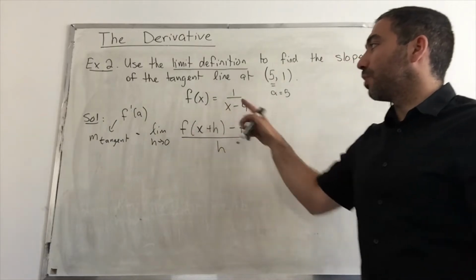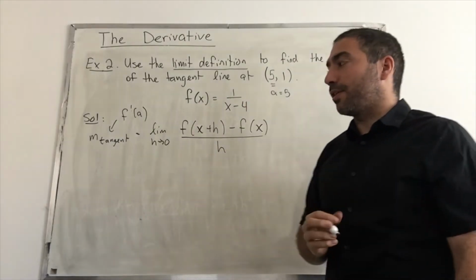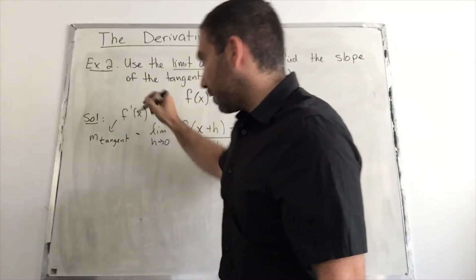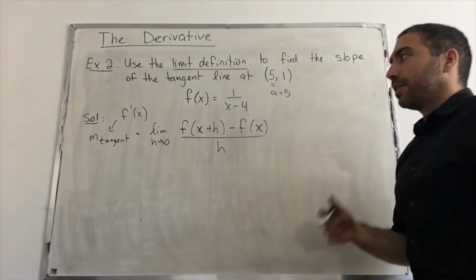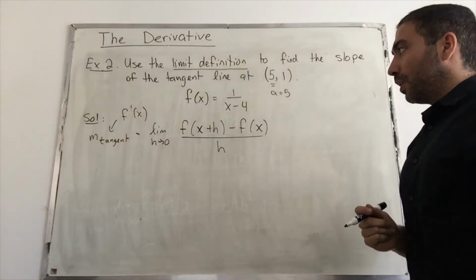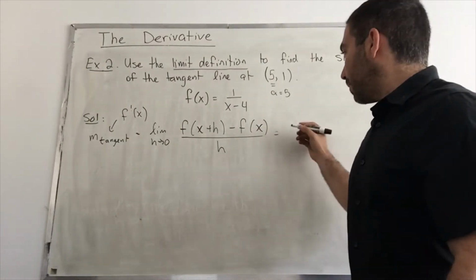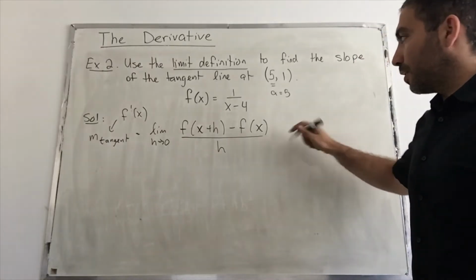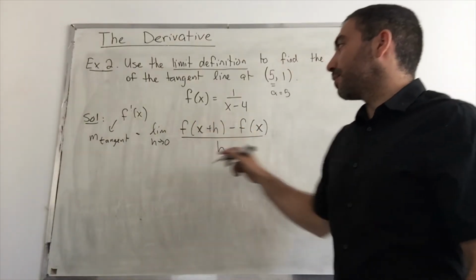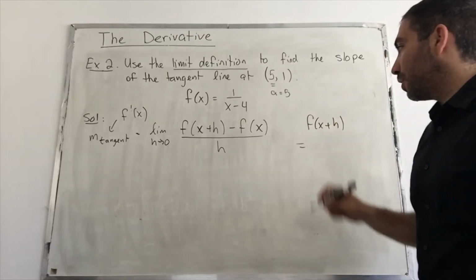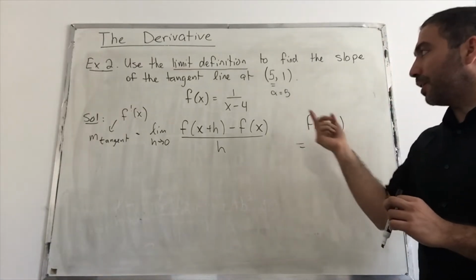So we have f of x is 1 over x minus 4. Let's go ahead and find our f prime of x. So let me take out the a for now, and we'll do the x first. Okay, so this is still the tangent. So let's go ahead and take the limit. Or maybe on the side, let's first find the f of x plus h. F of x plus h, remember this composition, we're substituting the x plus h into our function.